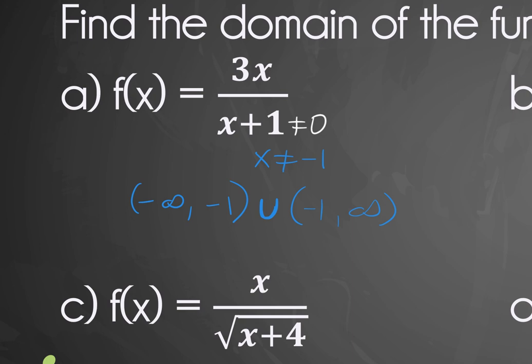So a not equals looks like that. Negative infinity to -1, union, -1 to positive infinity.